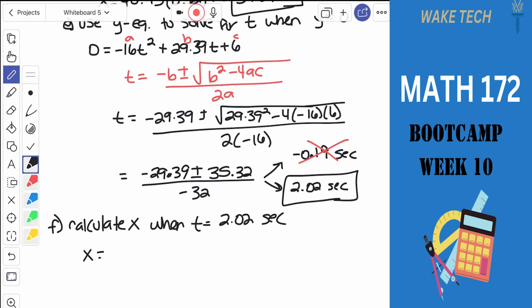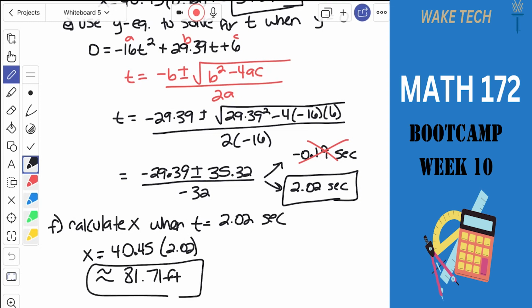So the x equation is a little more straightforward than the y. It's at least linear. So to calculate x, we'll plug in 2.02 for t. That's a calculation: 40.45 times 2.02 tells us that the ball is approximately 81.71 feet away.